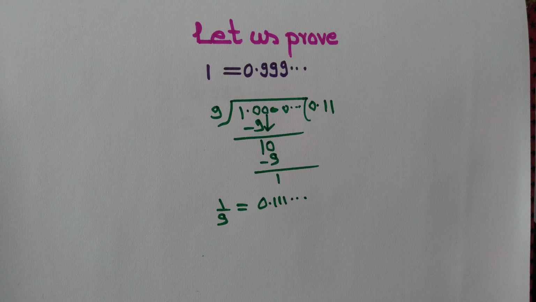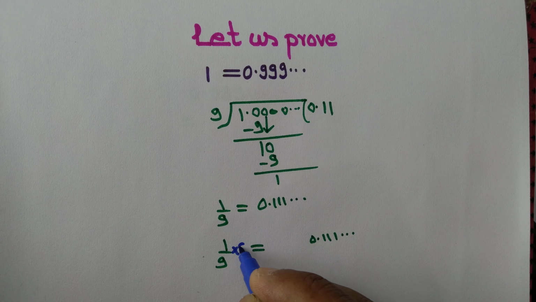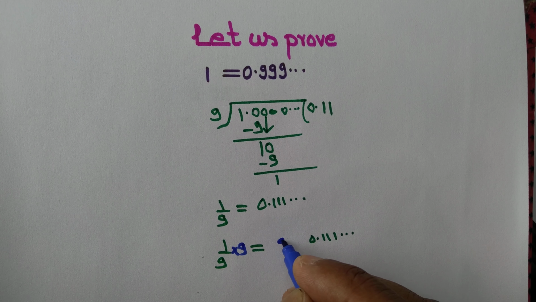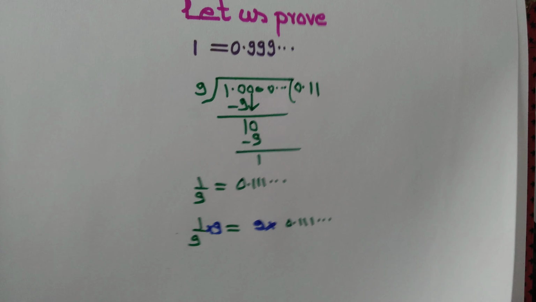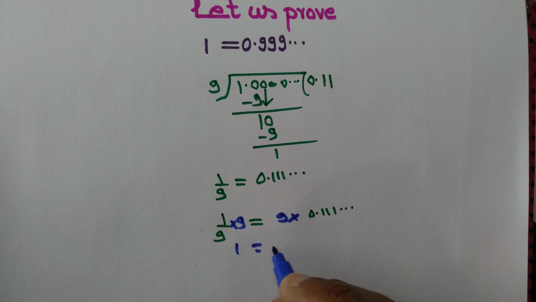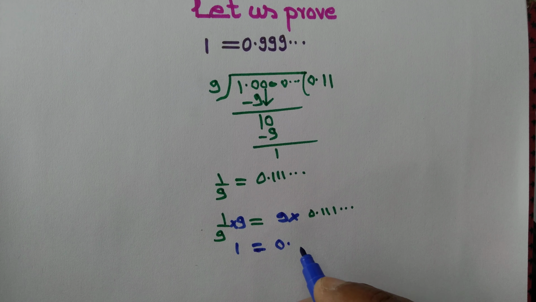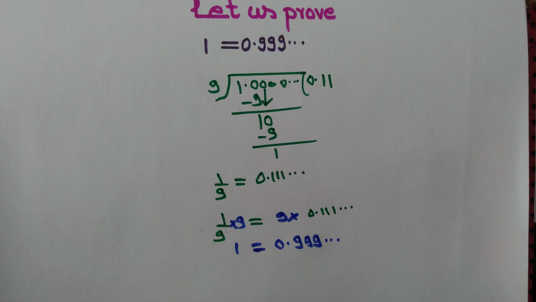However, we want to show 1 is equal to 0.999. So what we do is we multiply both sides by 9. We multiply the left hand side by 9 and also the right hand side. 9 we can cancel out and we obtain 1 equal to 0.999 and so on.